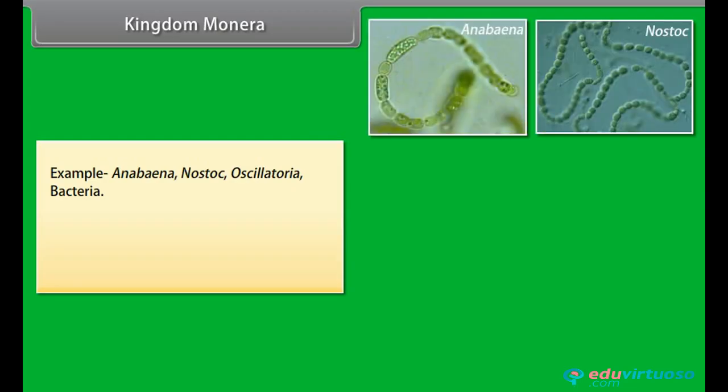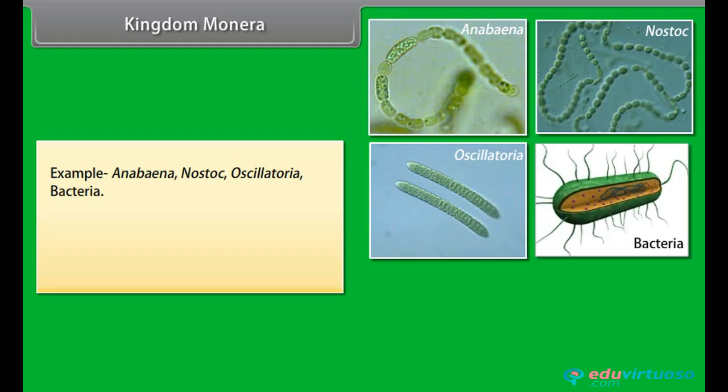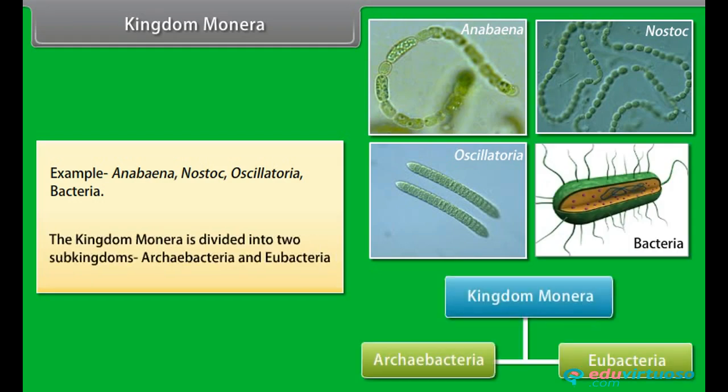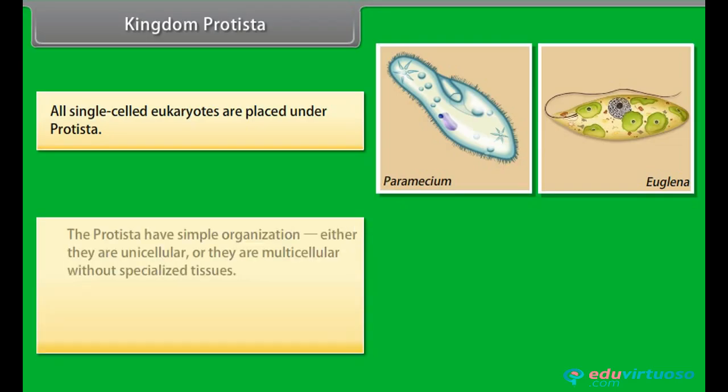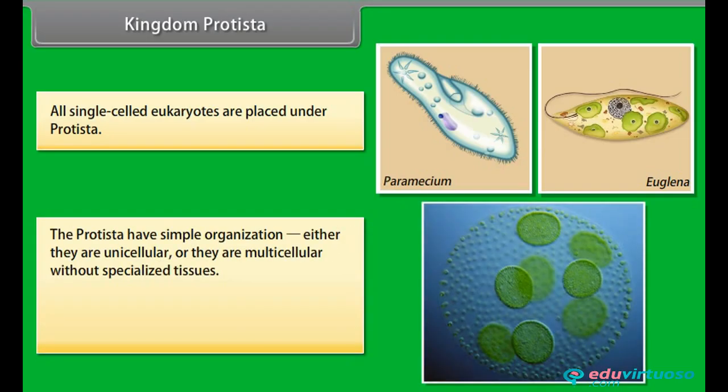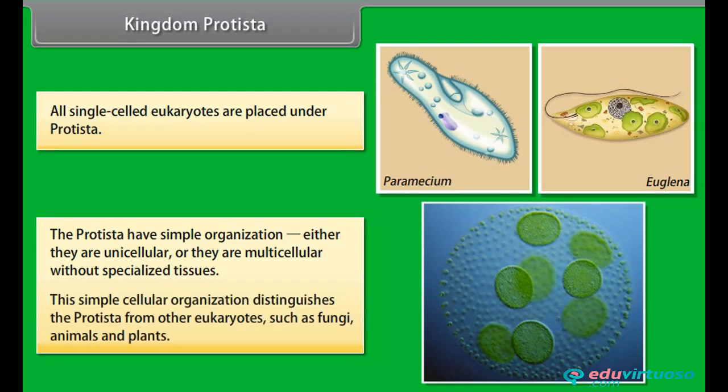Examples: Anabaena, Nostoc, Oscillatoria, bacteria. The kingdom Monera is divided into two sub-kingdoms, Archaebacteria and Eubacteria. Kingdom Protista. All single-celled eukaryotes are placed under Protista. The Protista have simple organization. Either they are unicellular or they are multicellular without specialized tissues. This simple cellular organization distinguishes the Protista from other eukaryotes such as fungi, animals, and plants.